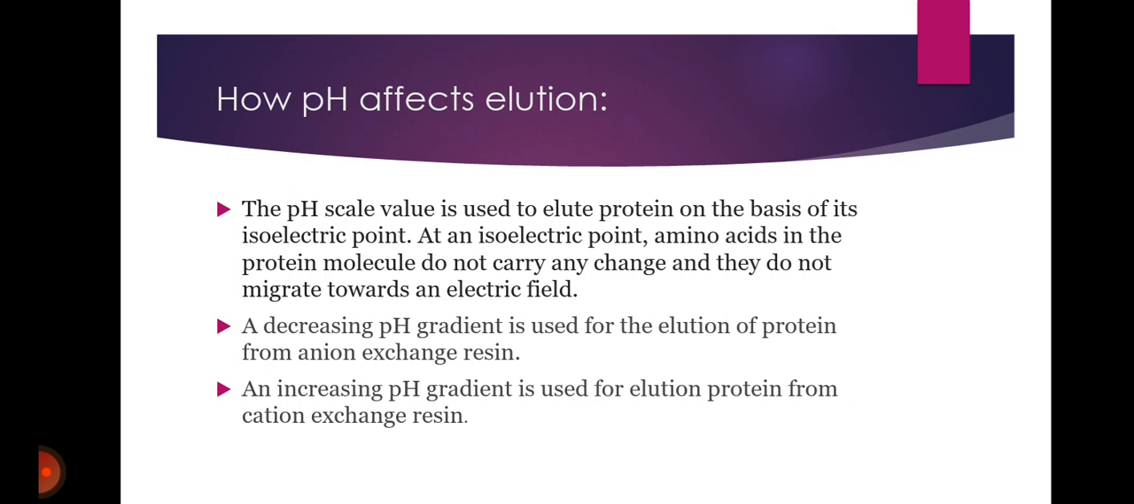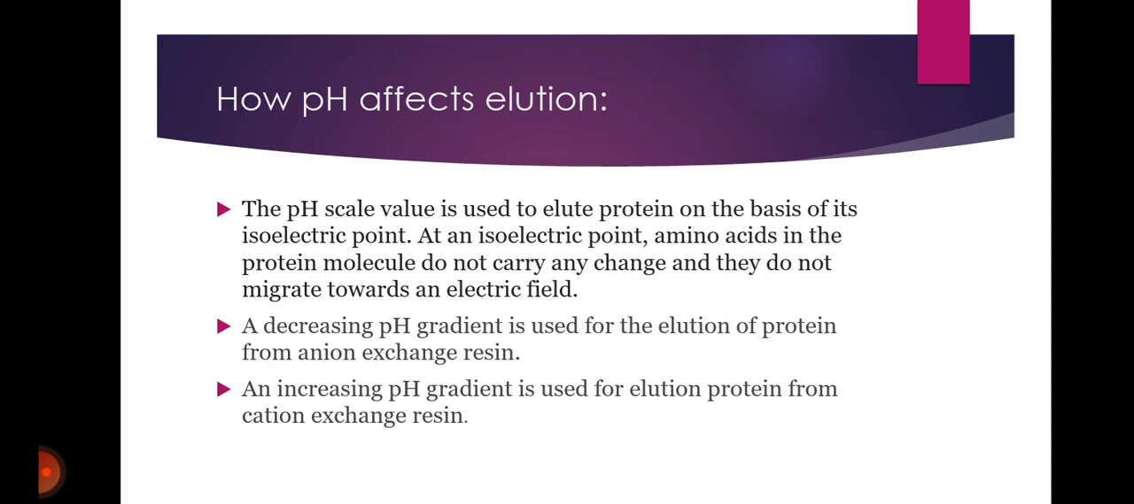The pH value is used to elute protein on the basis of its isoelectric point. See, the isoelectric point is the point where H plus and OH minus concentrations are similar. It means the net charge is 0. At an isoelectric point, amino acids in the protein molecule do not carry any charge and they do not migrate towards an electric field, as I mentioned.